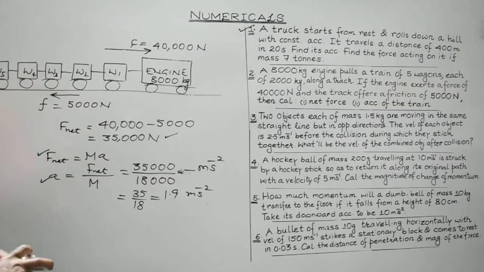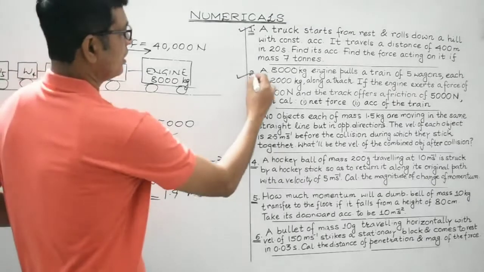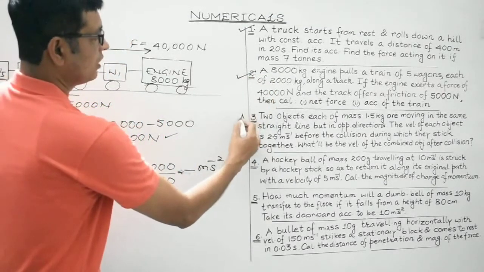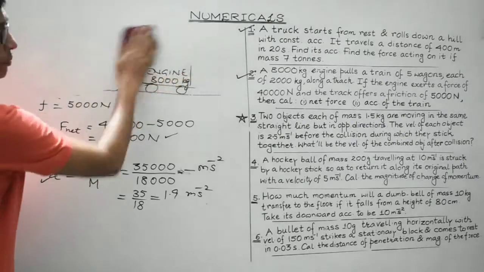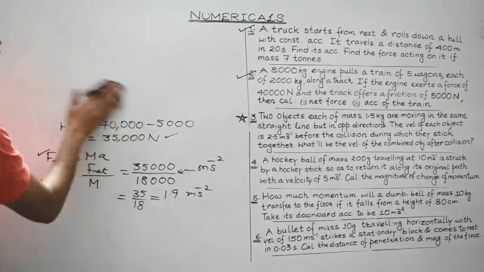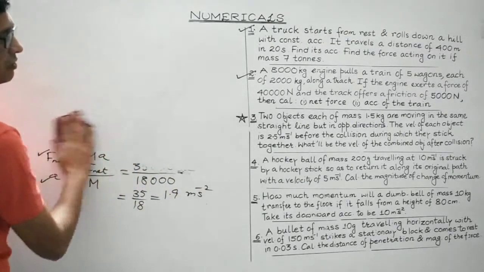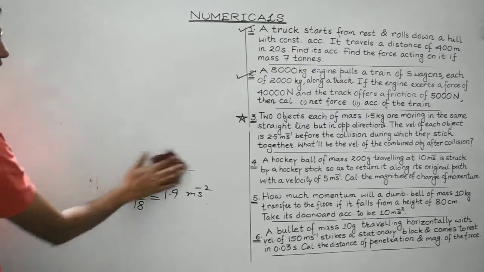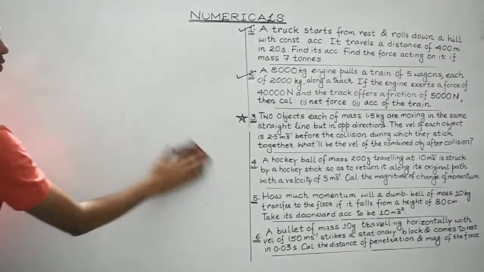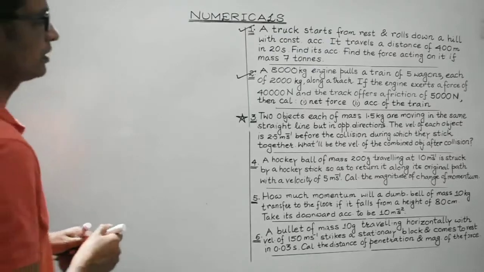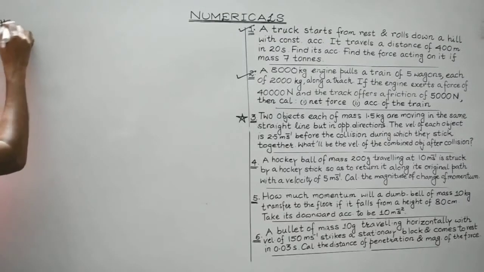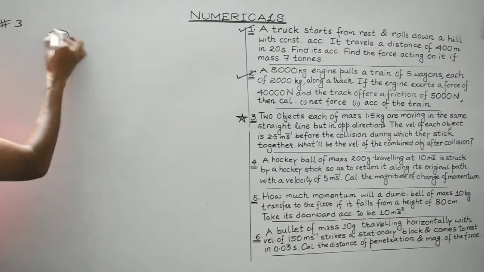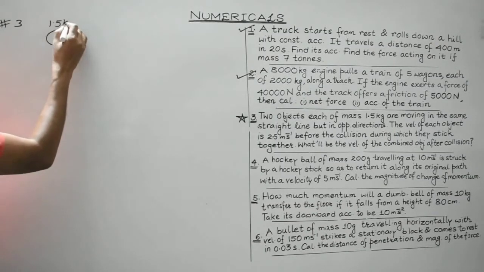Okay, students. Third one. We are done with question number 2. Third one is quite important, so concentrate on the third question then. Two objects, each of mass 1.5 kg, are moving in the same straight line but in the opposite direction. Okay, let's represent this question diagrammatically, right? Third question. So it's somewhat like this. This is a body of mass 1.5 kg.